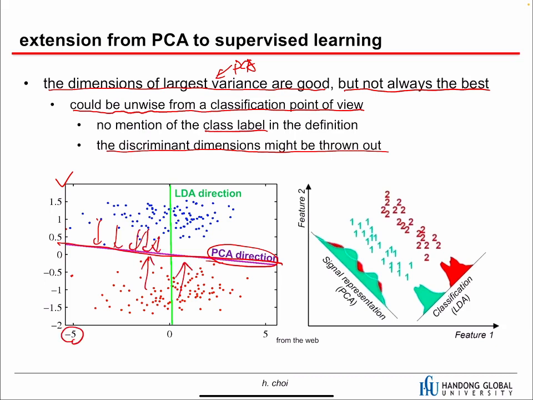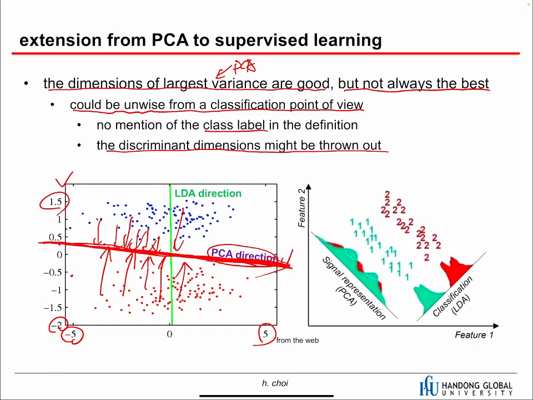Look at this one. This one is from -5 to 5. This one is from -2 to 1.5. So this one is actually the longest in this direction. So PCA prefers this direction. But if we look at the labels, then this direction is not the best direction. So look at this one. All the samples are projected onto this line. And then on this line, these blue dots and the red dots are just mixed up. So if we are interested in classification, then this line is the worst direction.